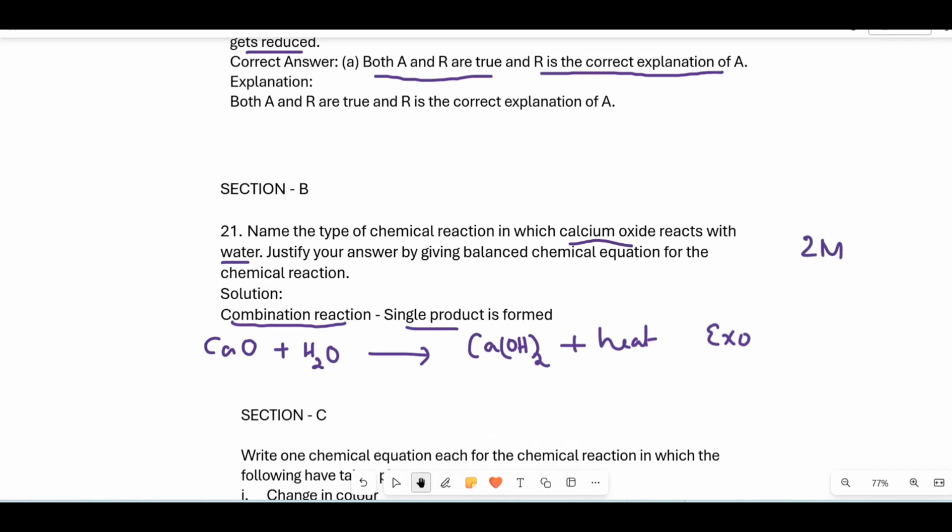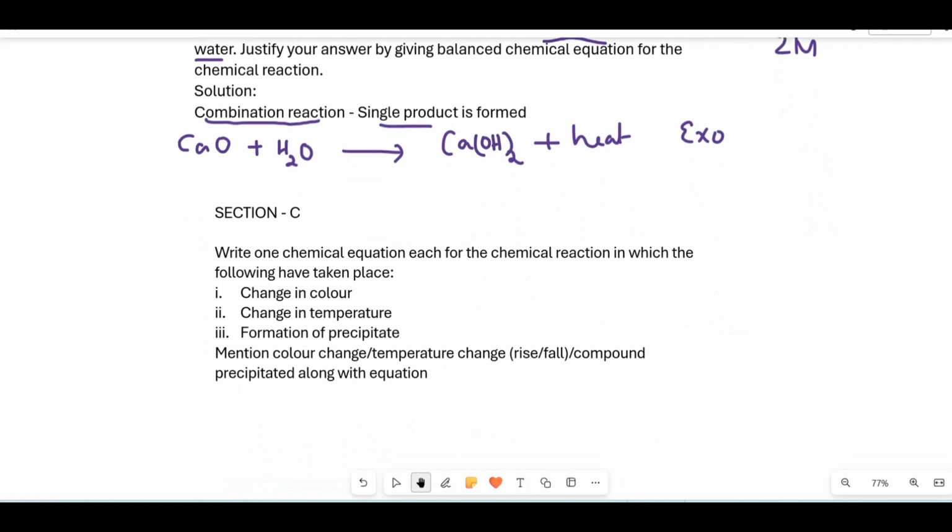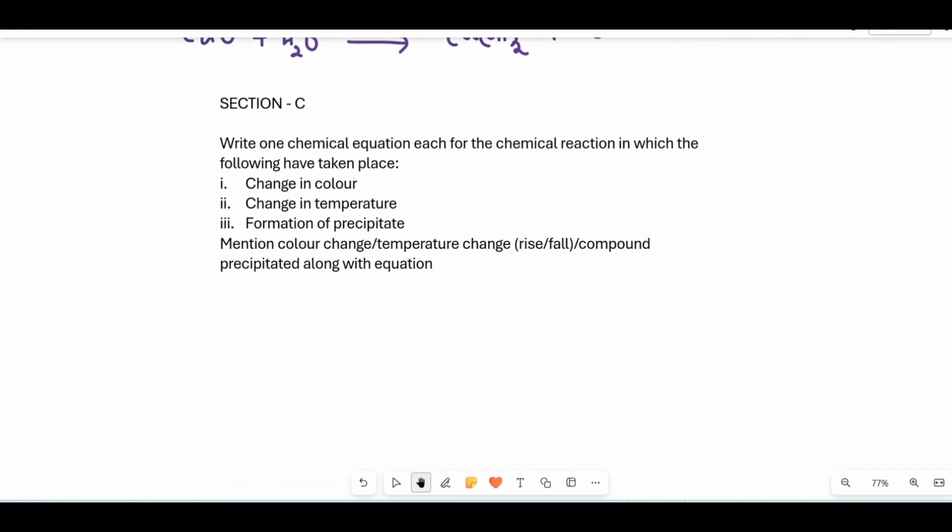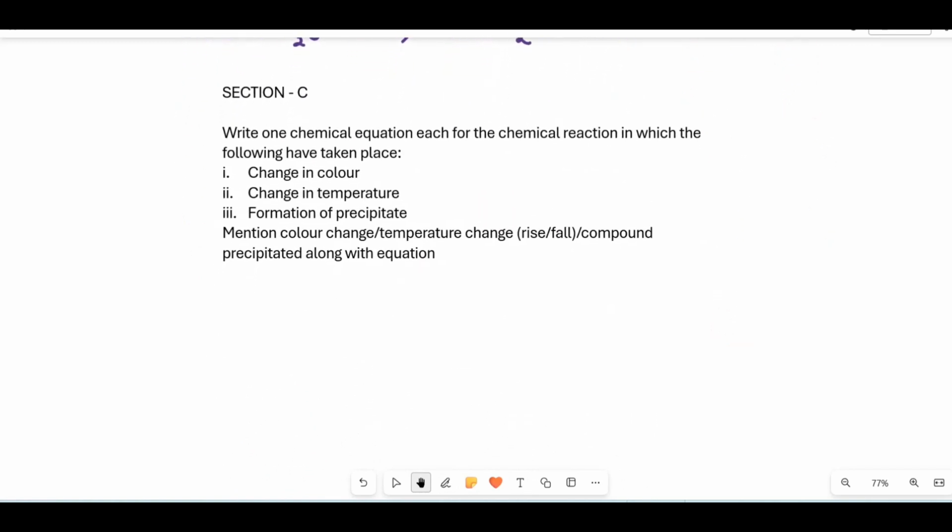Next question, it's a Section C question. Write one chemical equation each for the chemical reaction in which the following have taken place. This has 3 marks, each with 1 mark. You should write one chemical equation for change in color, change in temperature, and formation of precipitate. Mention the color change, temperature change, or compound precipitated along with the equation. That's a good question. Change in color.